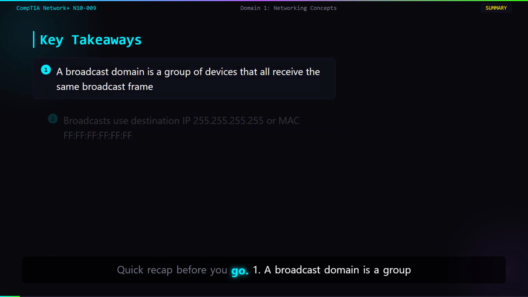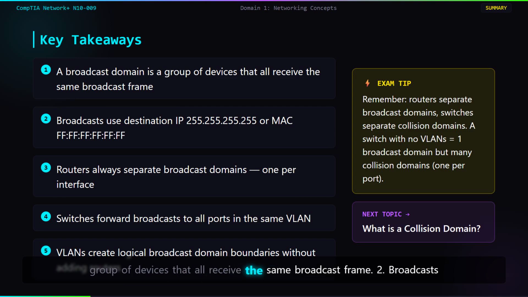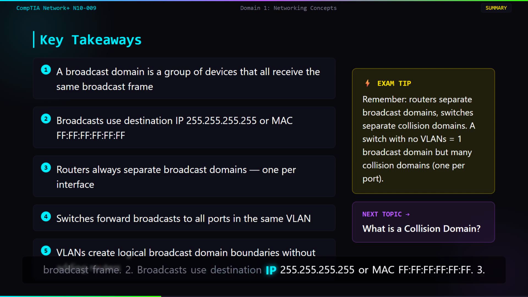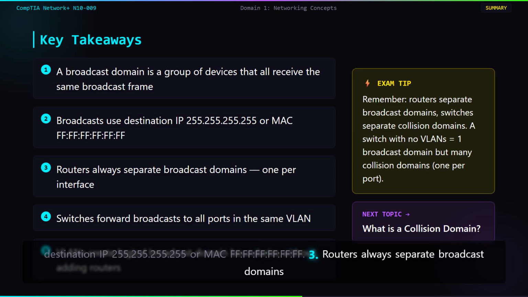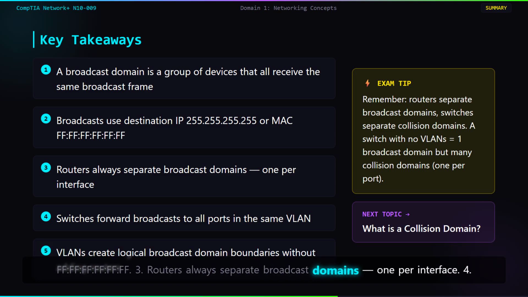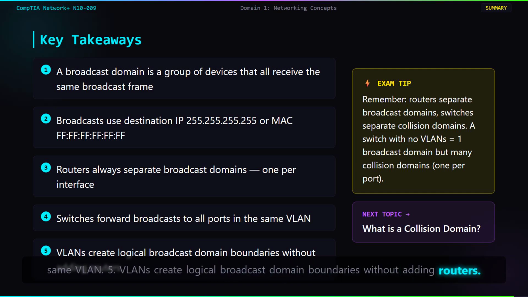Quick recap before you go. 1. A broadcast domain is a group of devices that all receive the same broadcast frame. 2. Broadcasts use destination IP 255.255.255.255 or MAC FFFFFFFFFFFF. 3. Routers always separate broadcast domains, one per interface. 4. Switches forward broadcast to all ports in the same VLAN. 5. VLANs create logical broadcast domain boundaries without adding routers.